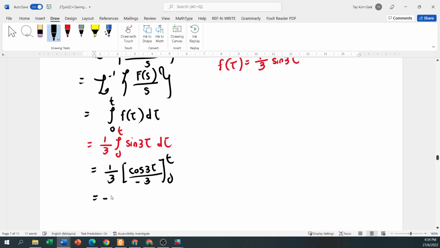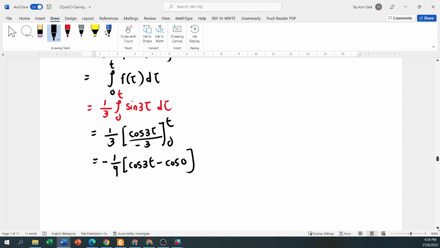So you get in total negative 1 over 9 times (cos 3t minus cos 0). Cos 0 is equal to 1. So I got negative 1 over 9 times (cos 3t minus 1). Changing it, 1 over 9 times (1 minus cos 3t).